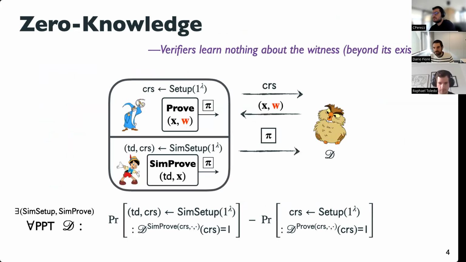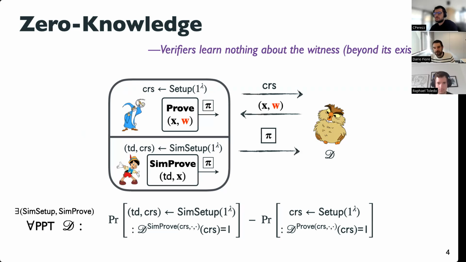So let's start with zero knowledge. In words, zero knowledge means that the verifier learns nothing about the witness beyond the fact that the witness exists. The verifier gets to know that it exists, but it doesn't know which witness you used, and nothing more. Now, how do we formalize this in cryptographic terms? Pay attention to this, because it is going to be relevant to understand how we define simulation extractability.